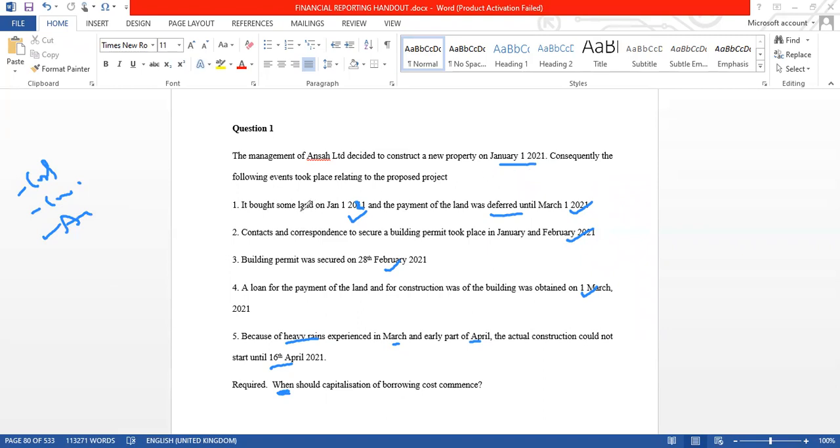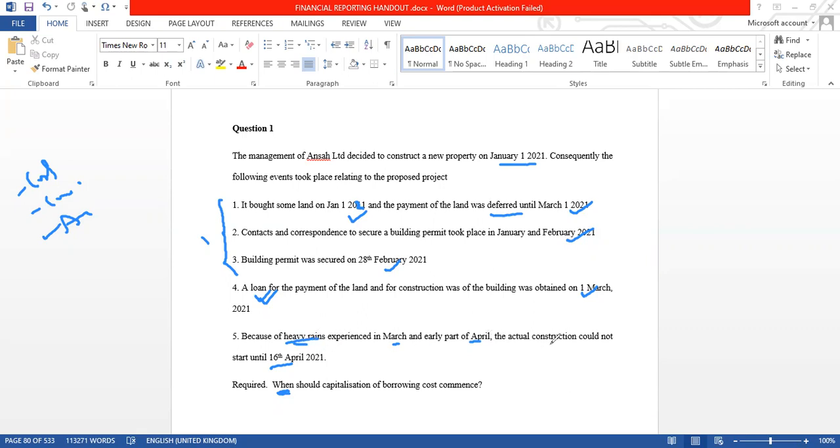You see all these things: borrowing, the loan is taken, expenditure, the borrowing cost is incurred here. All these things are trying to tell us that the activities are in place. Okay, but we could not commence borrowing costs because of heavy rain. So it impacted the rain.